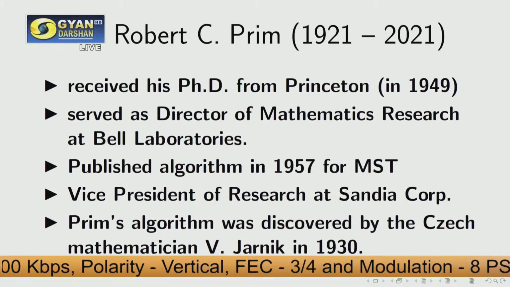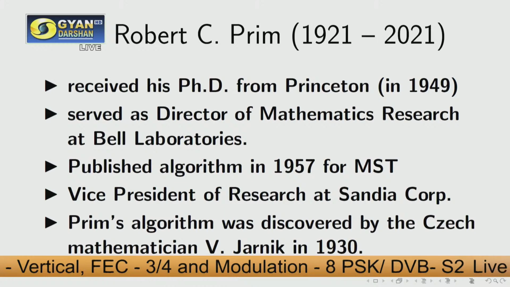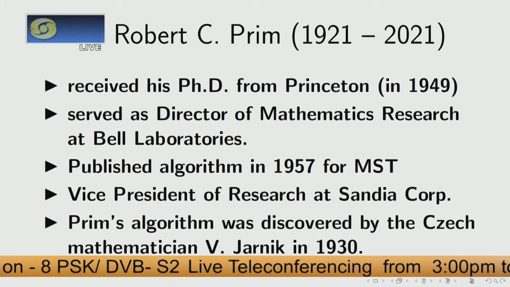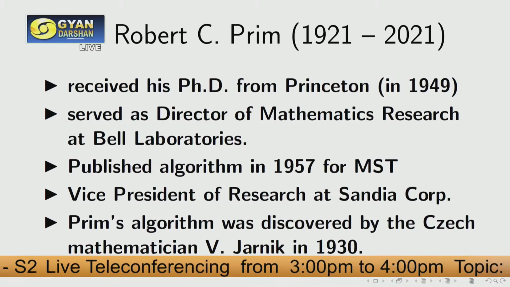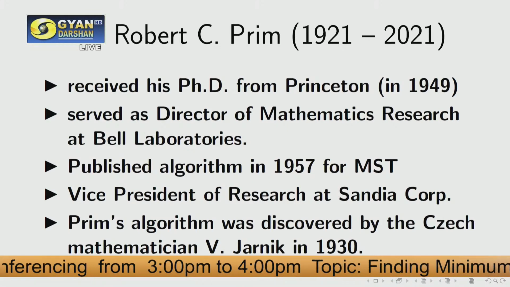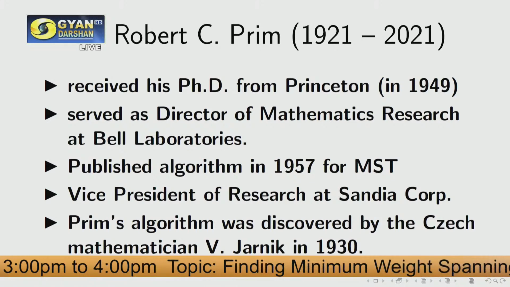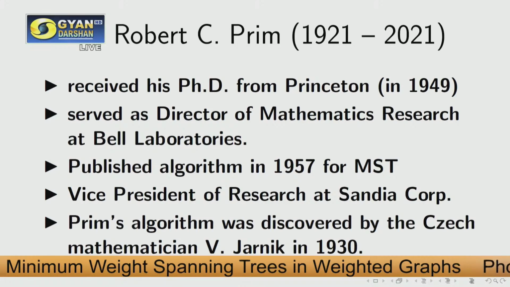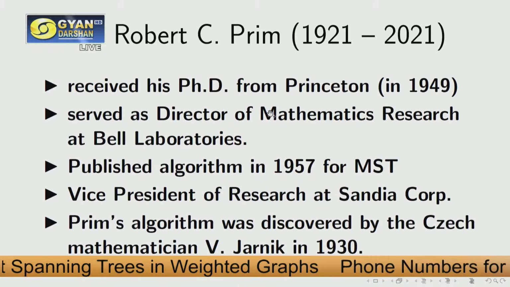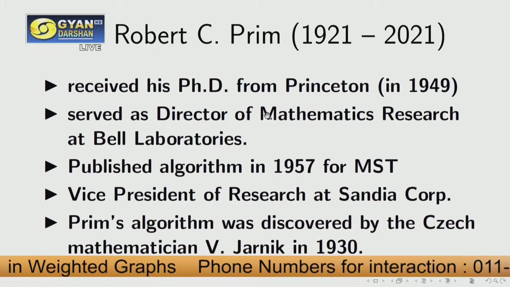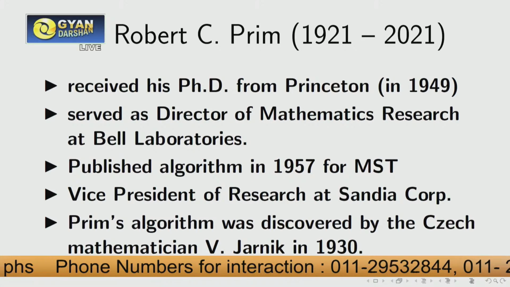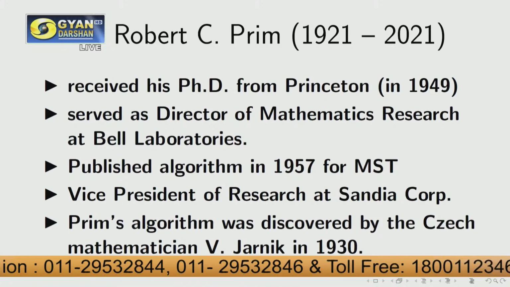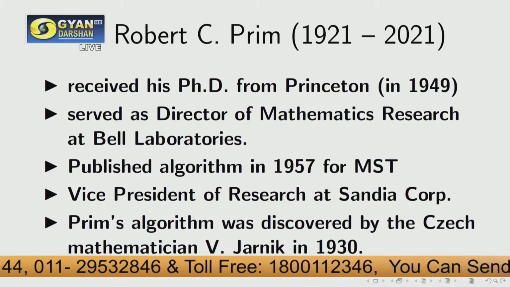Robert Prim actually served as Director of Mathematics Research at Bell Laboratories, and he was also the Vice President of Research at Sandia Corporation. So the algorithm that Prim published was actually in the year 1957. So this is just 1 year later than Kruskal's algorithm. You can see that because of some administrative positions, Robert Prim was actually not able to publish his algorithm earlier, but they might have actually developed the algorithm during the same time.